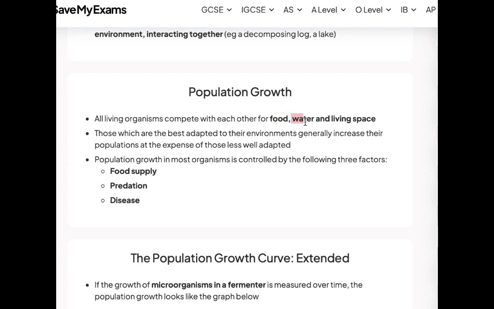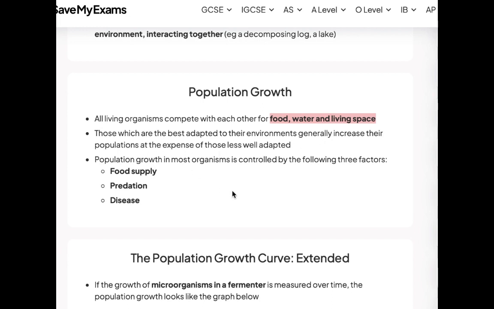Water. Food, water. If there is no food and water, either the organisms die or they move away from that environment. So if you want organisms to increase in an ecosystem, we have to make food available, water available, and living space. There must be a lot of space for every organism to cohabit, to live together.